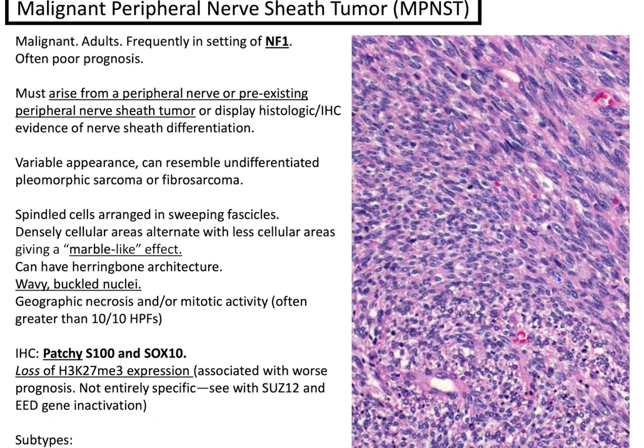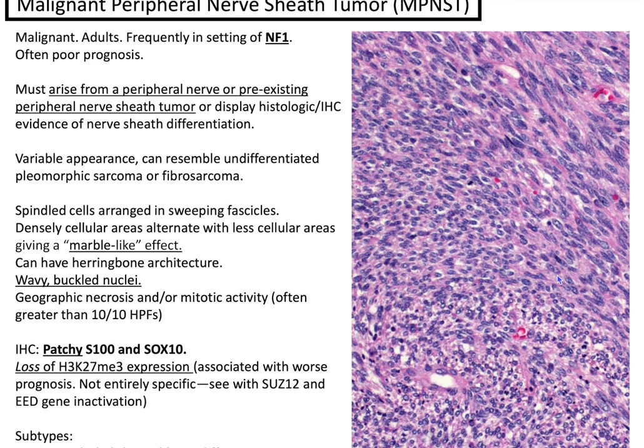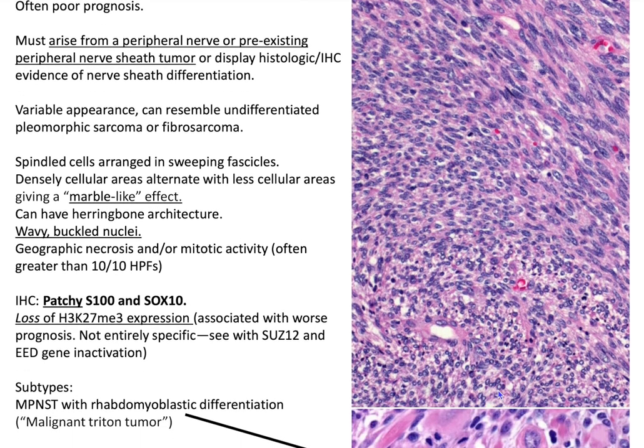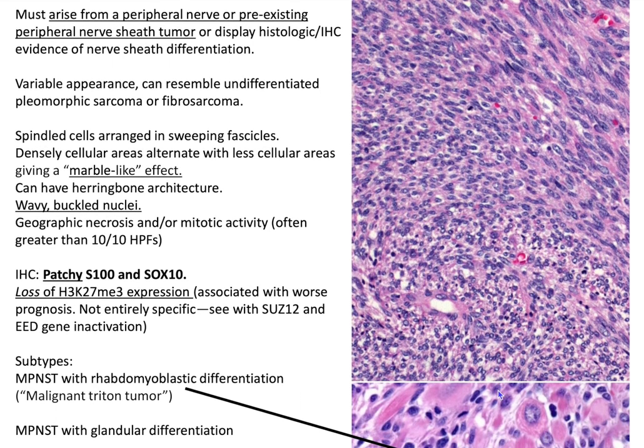MPNST, malignant peripheral nerve sheath tumor. This is malignant, frequently in the setting of NF1, and has a poor prognosis. It must arise from a peripheral nerve or a pre-existing peripheral nerve sheath tumor. It has a variable appearance but can resemble undifferentiated pleomorphic sarcoma or fibrosarcoma. From low power, it has a marbling effect, like the marbling of fat in meat, because it has extensively cellular areas alternating with less cellular areas.